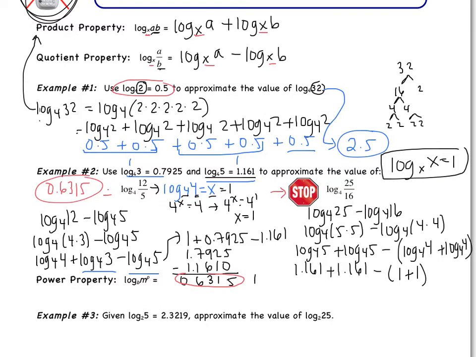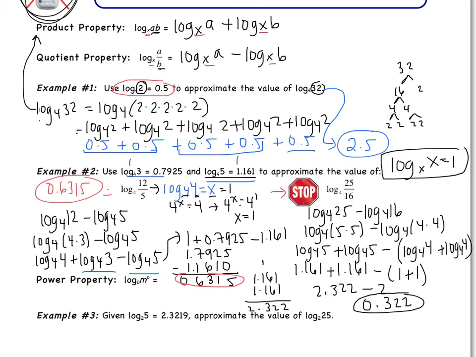Now I'm going to add this 1.161, 1.161. 1 add 1 is 2. 6 add 6 is 12. Remember to carry the 1. So this becomes 3, and then 2. So this is 2.322, subtract 2, which is 0.322.